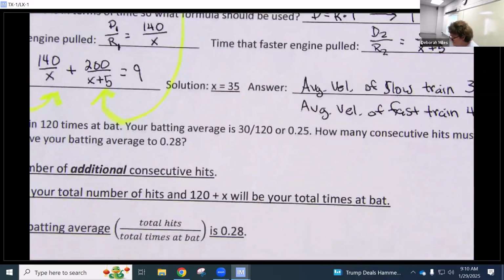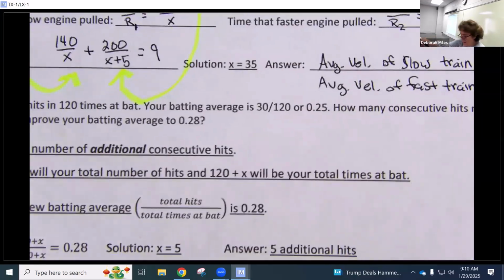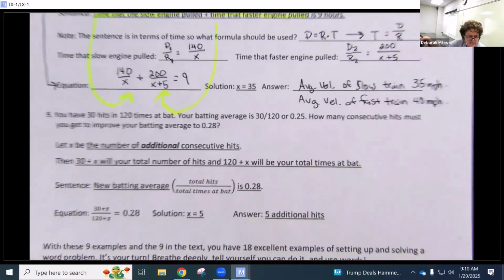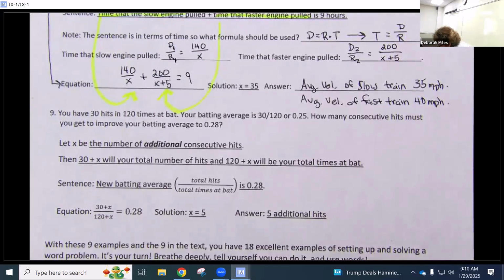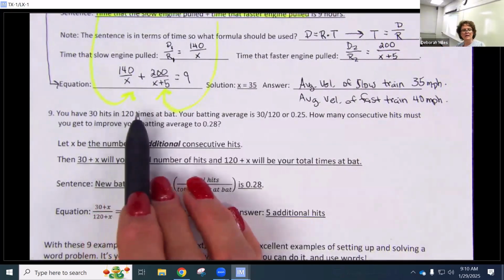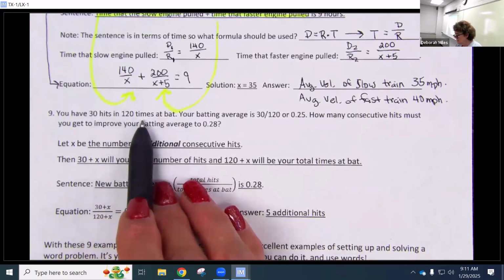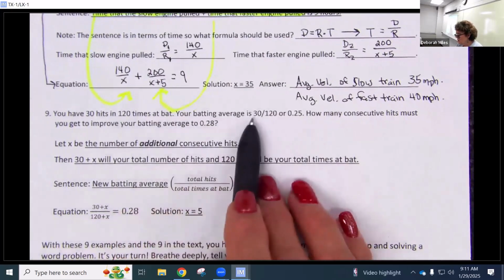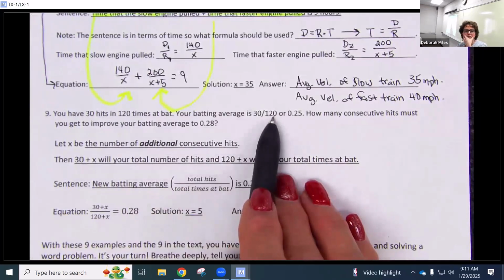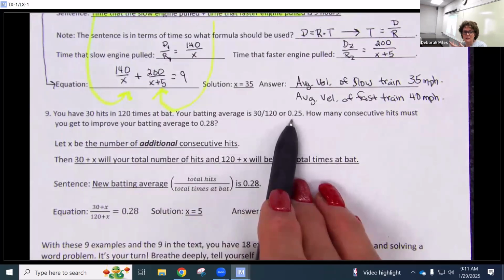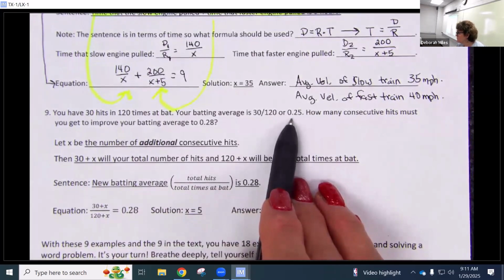All right, last one. You have 30 hits at 120 times at bat. I assume you're playing baseball. You get your batting average by dividing your number of hits by your times at bat. If you only hit the ball 30 times in 120 times at bat, then you're hitting the ball 25% of the time, or your batting average, written as a decimal, is 0.25.